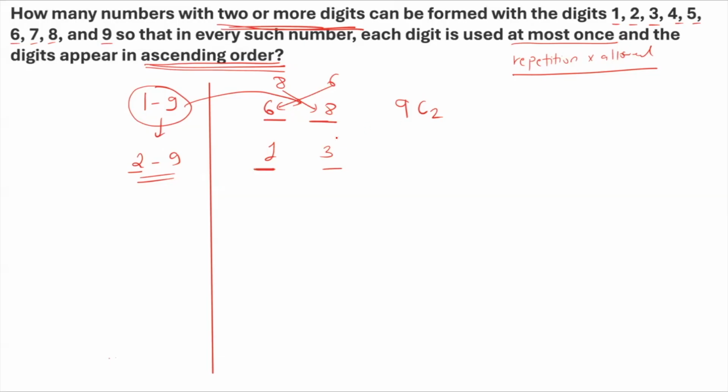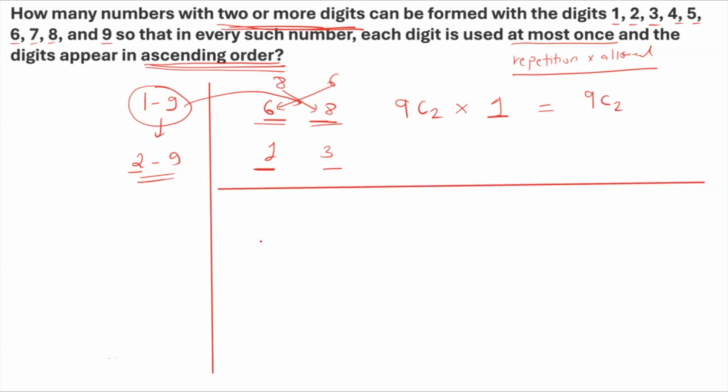So for this particular question, when I make a 2-digit number, I can select 2 digits in 9C2 ways and every selection will further give me only one possible number, right? So how many two-digit numbers are possible in this case such that the digits are not repeated and are in ascending order? That's simply 9C2.